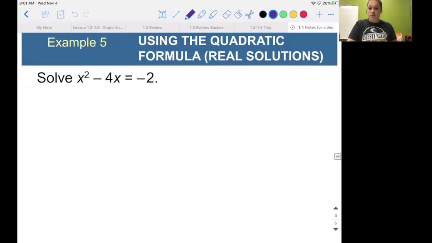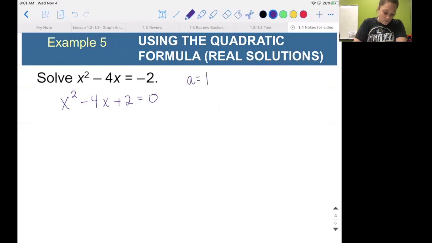Okay, for this first problem, the first thing we need to do is move the 2 over by adding. And now we can say what our A, B, and C values are. So A is equal to 1. Anytime there's not a number in front of your x squared, it's a 1. B is equal to negative 4, and C is equal to 2.